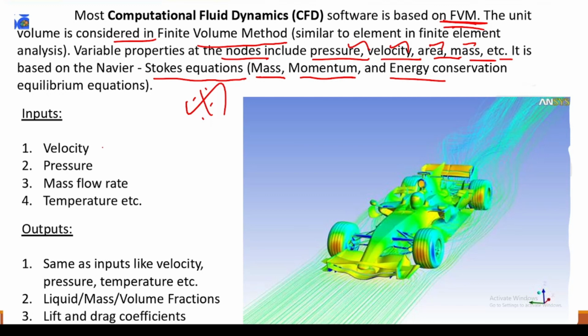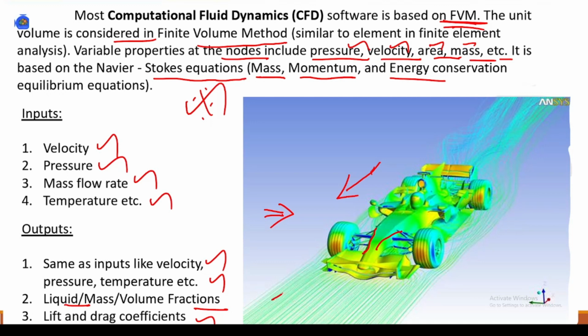And inputs, as I previously said, might include velocity, pressure, mass flow rate, and temperature. And output would be the same; we might even consider the exit velocity, pressure, and temperature variations. And you might also look for some liquid mass and volume fractions and lift and drag coefficients. For example, you can take this example where an F1 Formula race car is going at a very high speed, and you know that there would be some aerodynamic cuts which would have been made in the entire part or the geometry of the F1 race car, because the flow of air in the opposite direction should surpass this without disturbing this entire body. This can be validated using computational fluid dynamics, which is a subpart of the finite volume method.